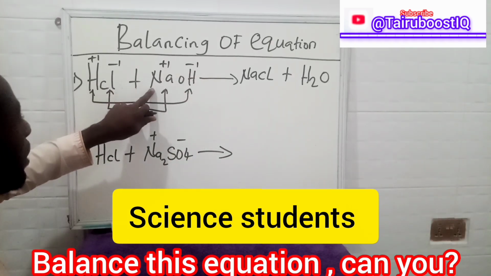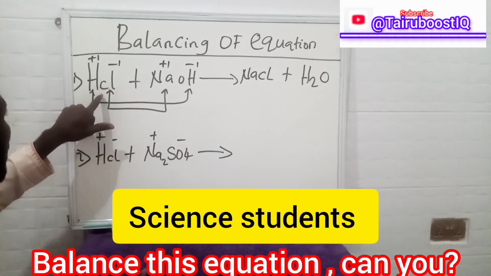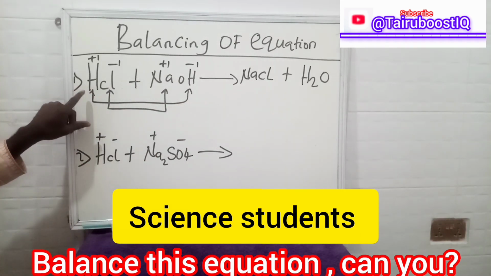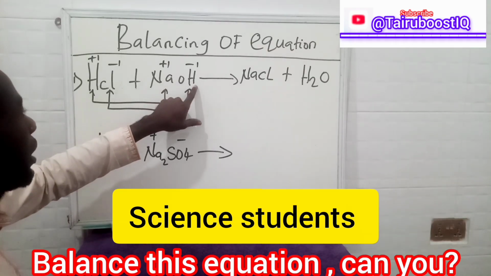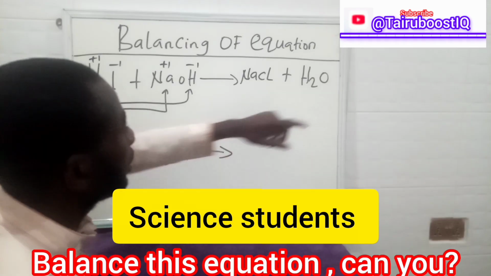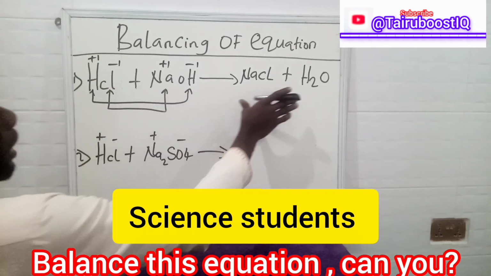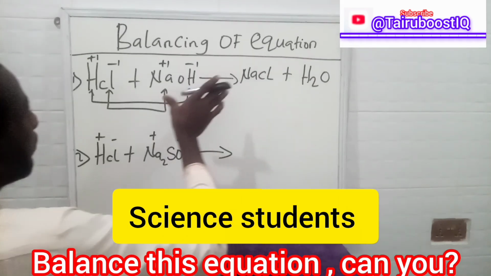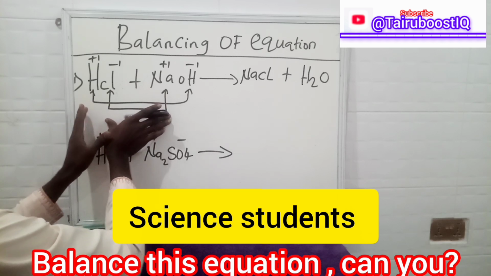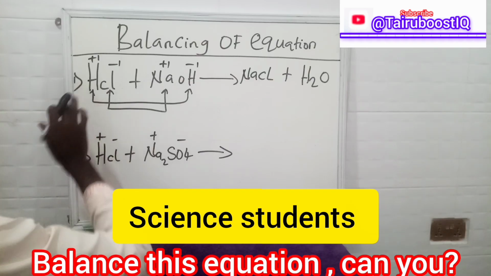Now sodium is 1 here, sodium is 1, that means sodium is balanced. Chlorine is 1, chlorine is 1, chlorine is balanced. Hydrogen is 1 here, hydrogen is 1 here, that is 2, hydrogen is 2 here. Oxygen is 1, oxygen is 1, it is balanced. This place we call the reactant side, and this is the product side. A chemical equation is said to be balanced if the mass of the reactant side is equal to the mass of the product side. Now number 1 is already balanced.